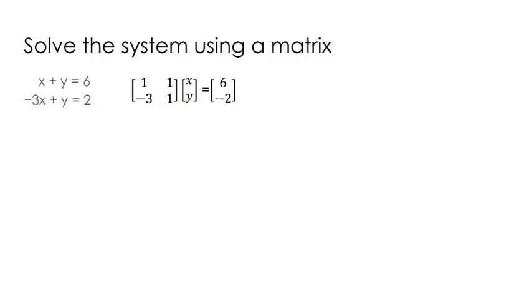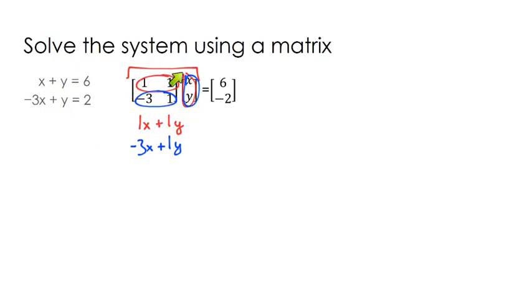Let's look at this left side of the equation. We're multiplying a 2 by 2 matrix times a 2 by 1 matrix. If I multiply these two matrices together, you're going to end up with this on the left side of the equation. If you know how to multiply matrices, first I'd multiply this row times this column, so I'd do 1 times x plus 1 times y. Then I multiply my second row times this column: negative 3 times x plus 1 times y. So this left side is really the same thing as the left side of our original system right here. I'm just saying that to give you some background.